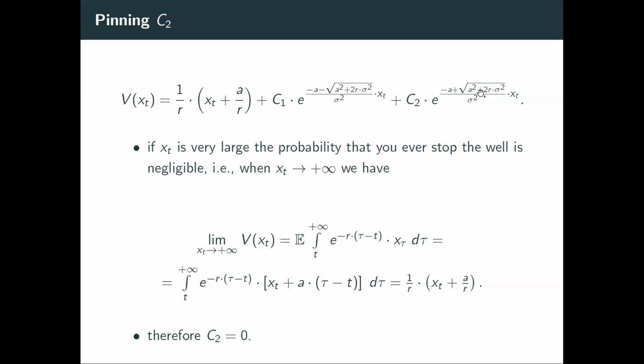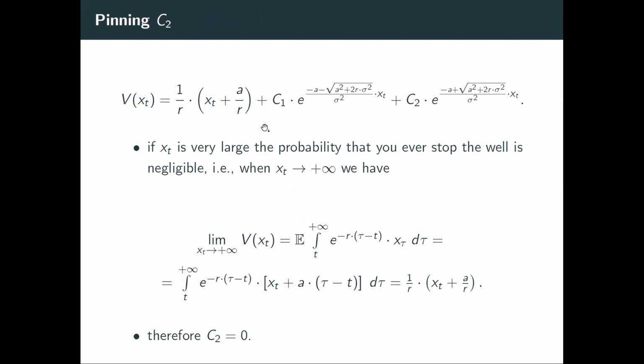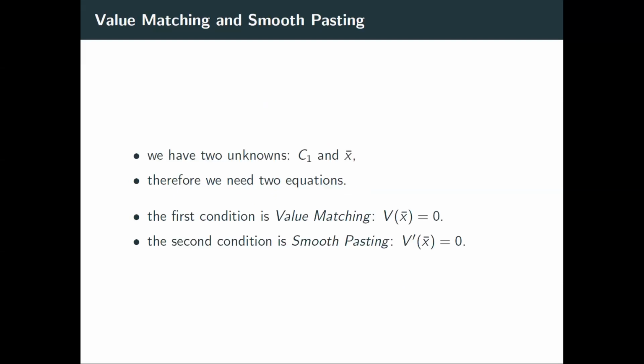So now we know that C2 is equal to 0, and therefore our general value function is slightly simpler, right? And we get back to our standard procedure. We now have two unknowns: C1, which still remains as one degree of freedom from the Bellman equation, and also this threshold point x bar. And as before, we need two equations to pin these constants down. Again, these two conditions are the value matching and the smooth pasting.